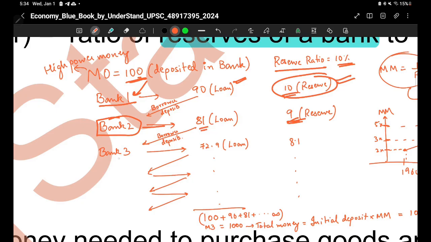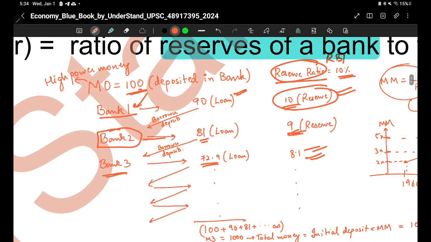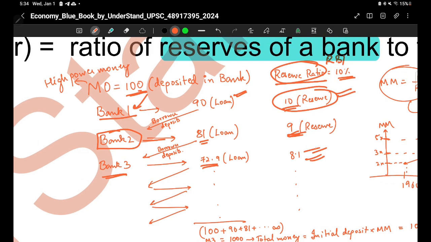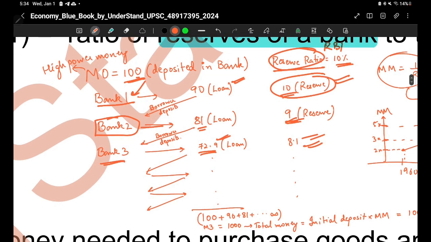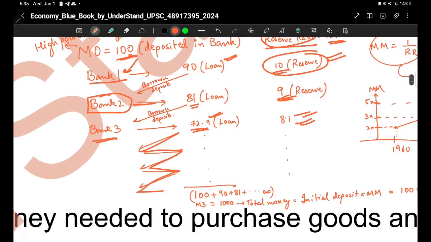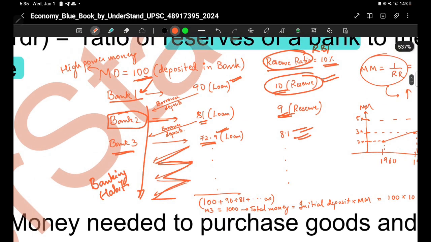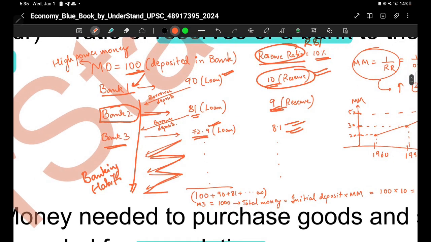Similarly, another borrower takes this 81 rupees and deposits it in bank 3. That bank 3 has a reserve ratio of 10% again. All this reserve ratio is set by RBI, so for every bank it is the same. So 10% of 81 is 8.1, and 81 minus 8.1 is 72.9. So like this, it keeps on happening. What is happening here? This indicates the banking habit of people has increased. Since the banking habit has increased, there is more creation of money here.